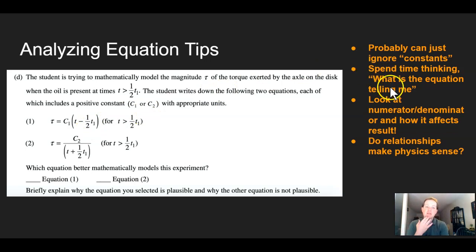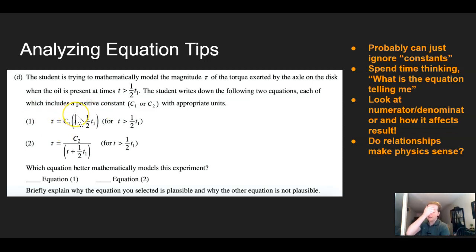Also, spend time thinking, what is the equation telling me? It's easy to get overwhelmed, right? You look at this whole thing, you're like, oh my God, this is a nightmare. Thrasher never showed me this. That guy screwed me over. To be honest, College Board likes to give equations that are not part of the curriculum, but it's a question asking, can you analyze an equation? Not, do you know that specific equation? And that applies here, right?